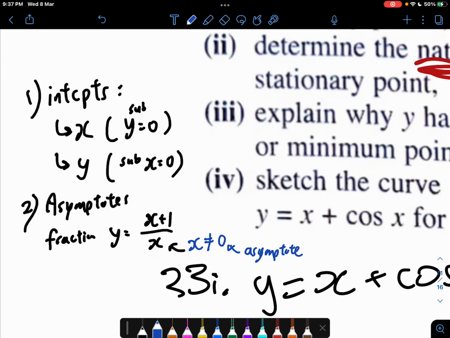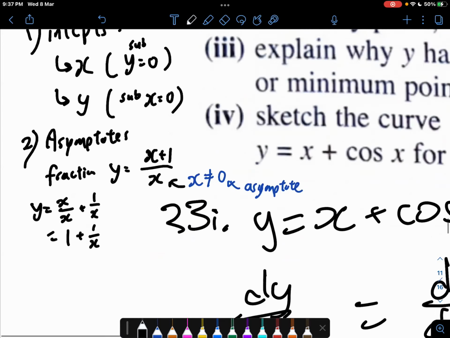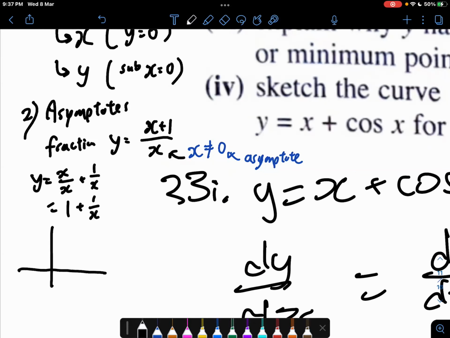The graph will have a vertical line. Let me just quickly draw a sketch of the curve. If you do a bit of long division, this will be 1 plus 1 over x, which means that the graph will look something like 1 over x, but increased by 1. Okay, it looks something like this. And there is a vertical asymptote over here. This is x equal to 0, which also happens to be the y-axis.